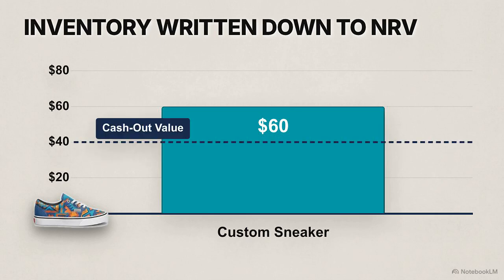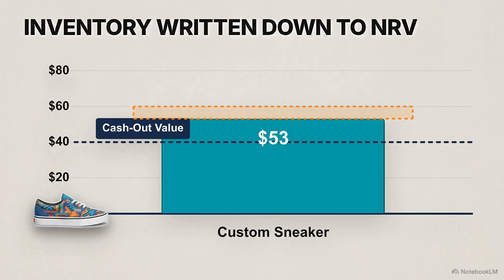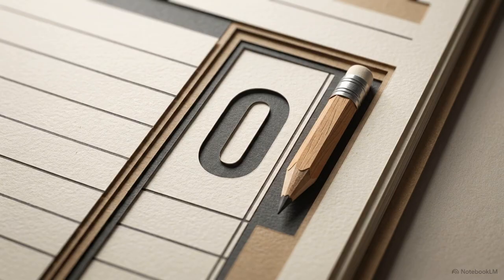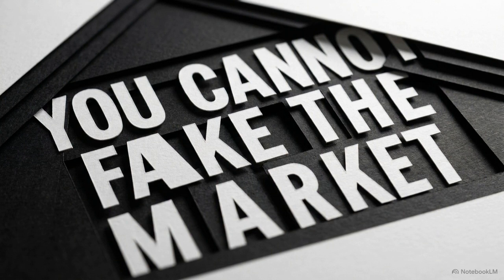The cash-out value is the actual money Sam expects to have in hand after selling the shoe and paying for shipping. Because the trend died, Sam has to drop the value of those shoes on the books to $40 immediately. This records a loss right now, rather than waiting for the shoes to eventually sell. This keeps the business grounded in reality. Financial records cannot claim an asset is worth $60 if the market is only offering $40.